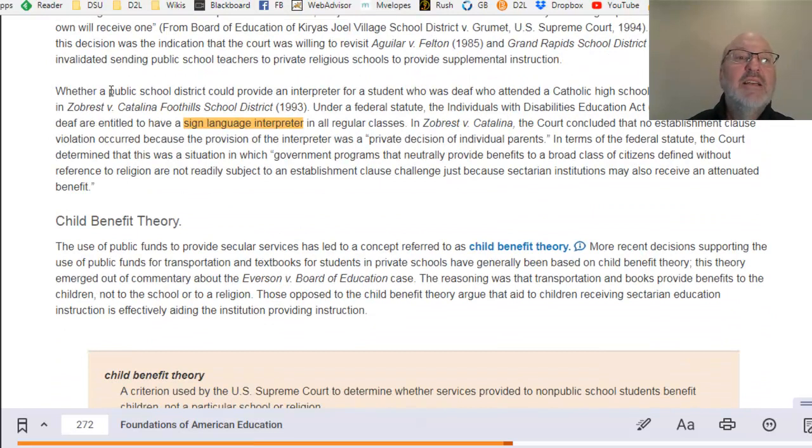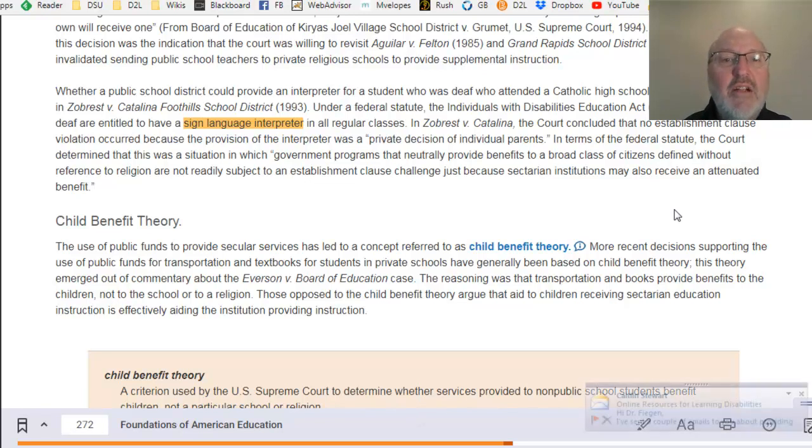And then this, Zobrest, dealt with the IDEA Act, and a student who is deaf being entitled to a sign language interpreter in regular class. Zobrest concluded that no establishment clause is violated because the child is in private school, they still could have an interpreter provided by the public school. And did you know this? It doesn't really hit this here, but just because you're in private school, say your children go to private school, they're still entitled to public funding for special ed.